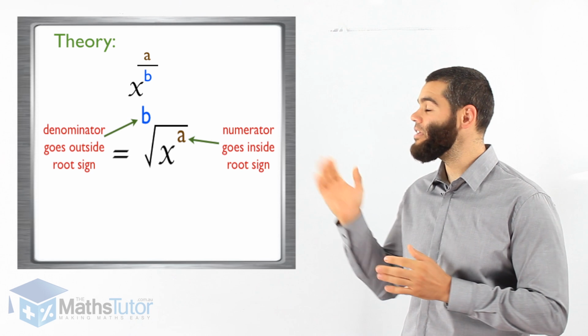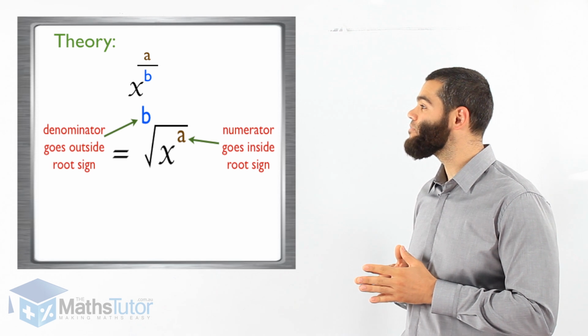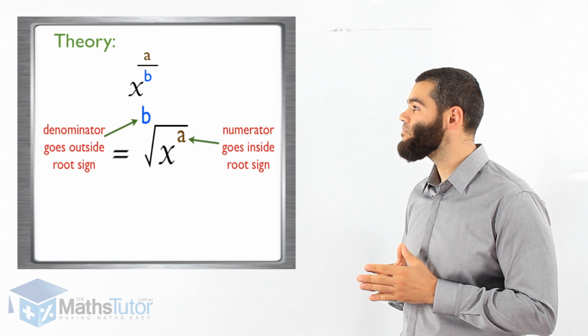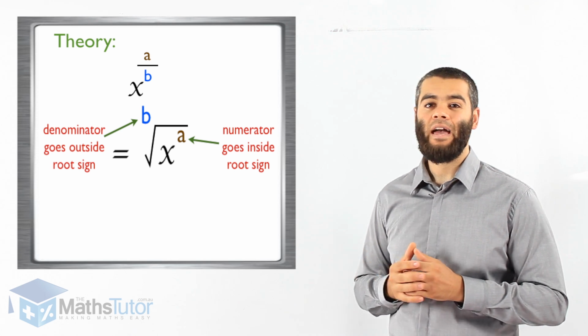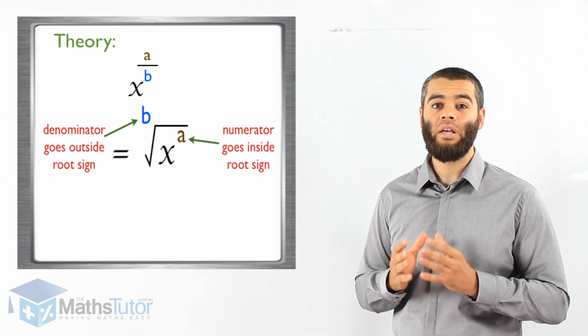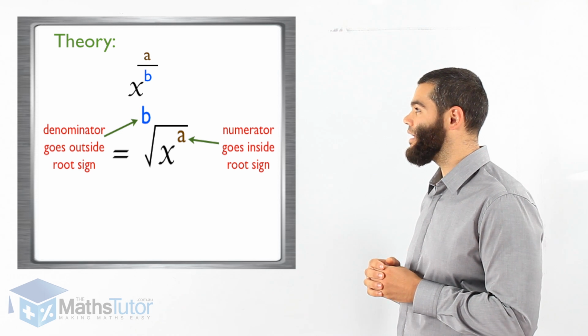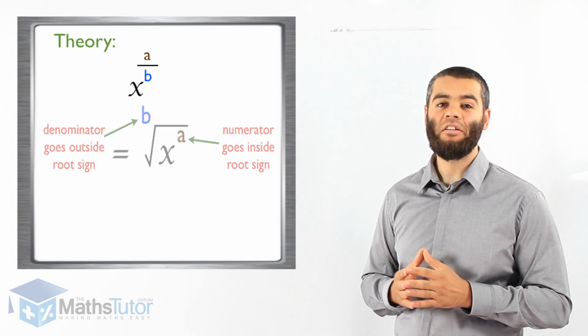Very simple. See this. X is the base. We put our square root sign. We have b outside and x to the power of a. b root x to the power of a. That's the theory. Let's look at an example.